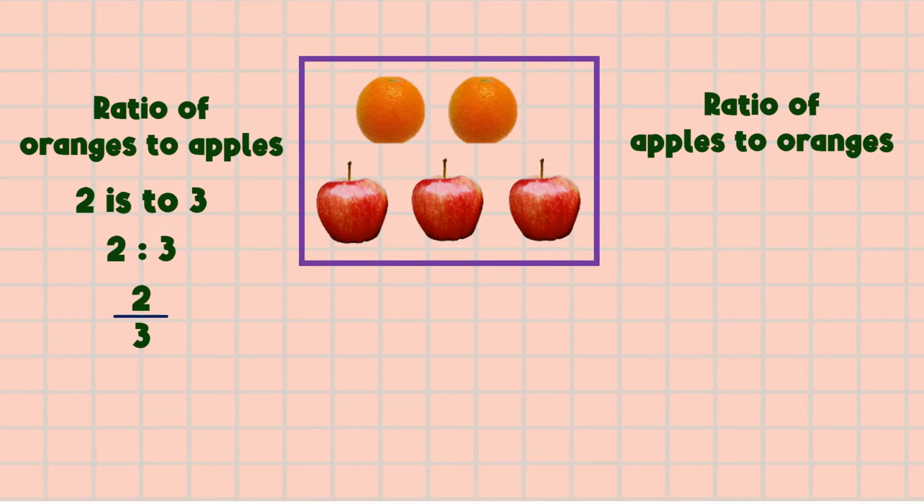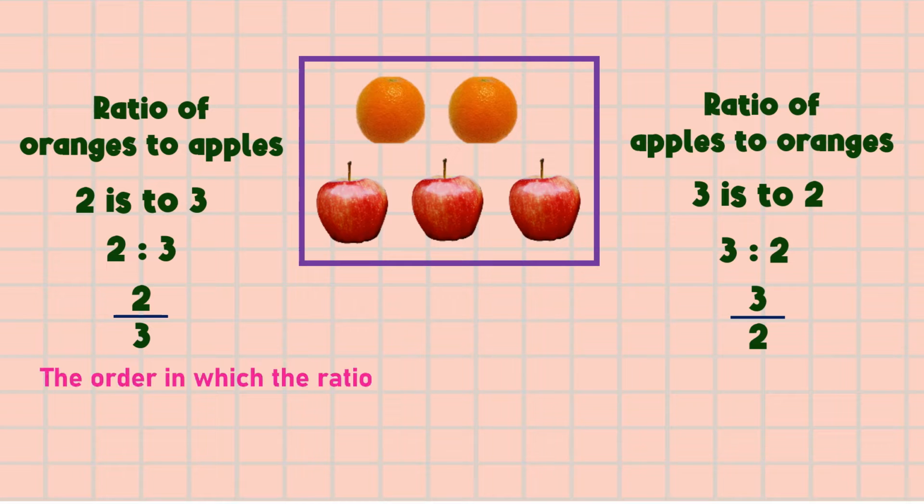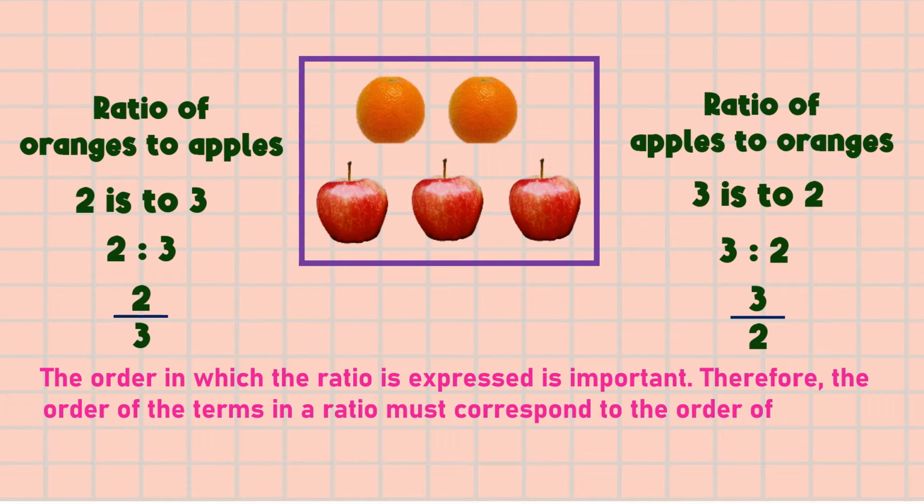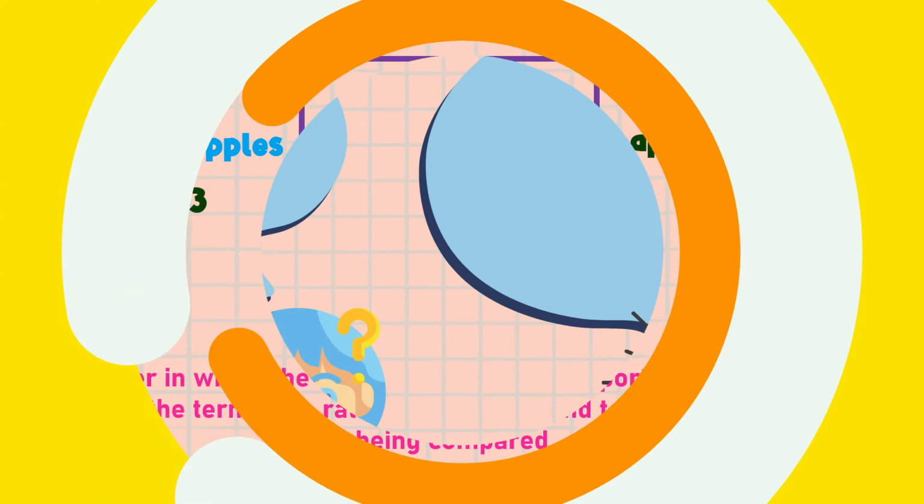What is the ratio of apples to oranges? Alright, the ratio of apples to oranges is 3 to 2 in words, 3:2 in column form, or 3/2 in fraction form. The order in which the ratio is expressed is important. Therefore, the order of the terms in a ratio must correspond to the order of objects being compared.